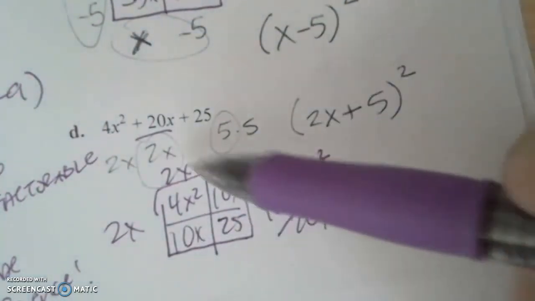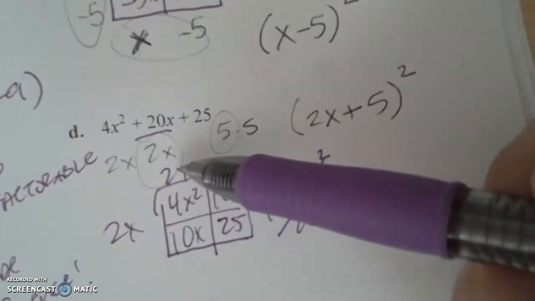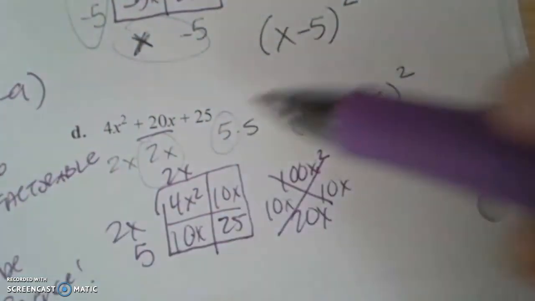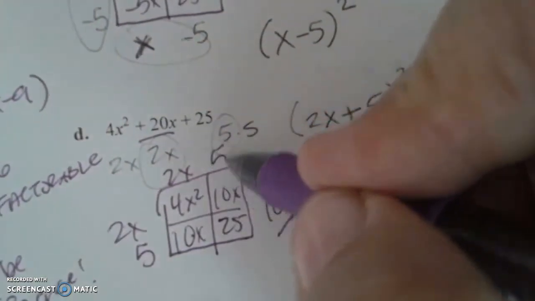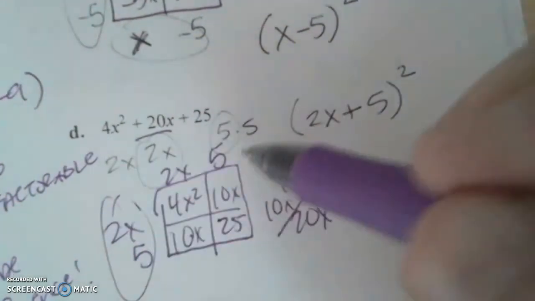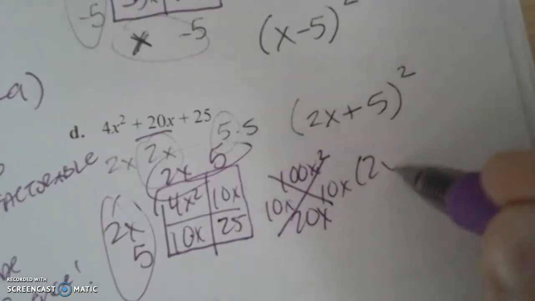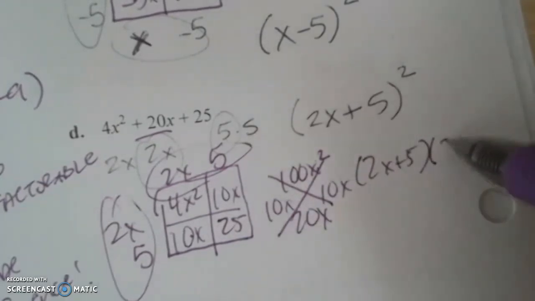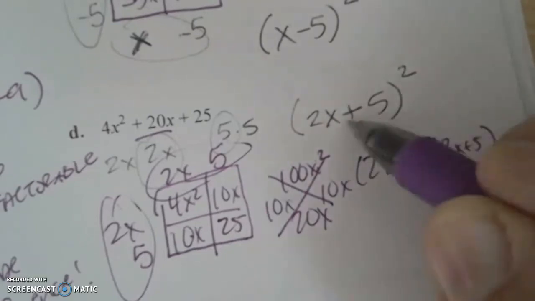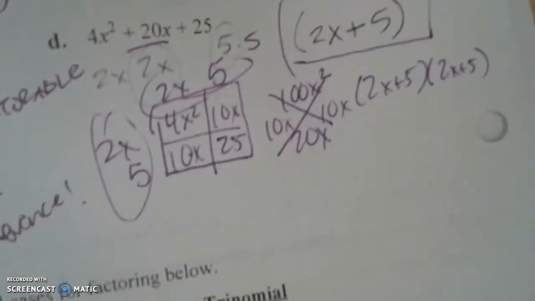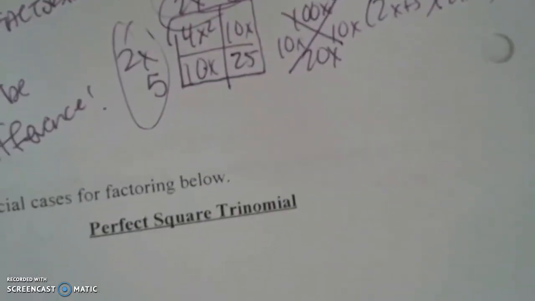Well, what can we factor out? We know this is 2x and 2x. 2x times what makes 10? That's going to be a 5. 2x times what makes 10? Oh, it's going to be a 5. So do you see I have 2x plus 5 and 2x plus 5? Which I can write as 2x plus 5, 2x plus 5. Oh, but simply put, it's 2x plus 5 squared. Now this is a shortcut, but you don't have to use the shortcut. You can always just work it out the same way, using the box method.